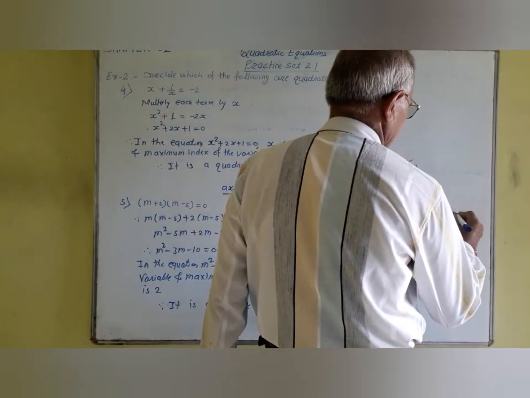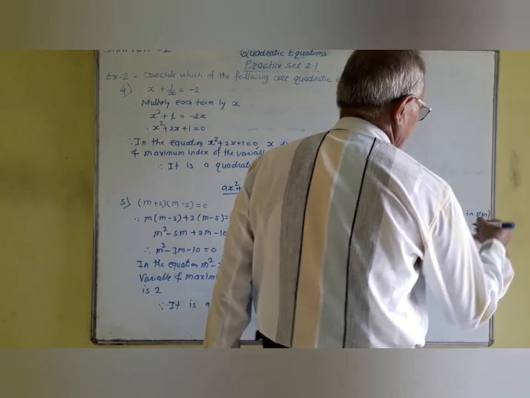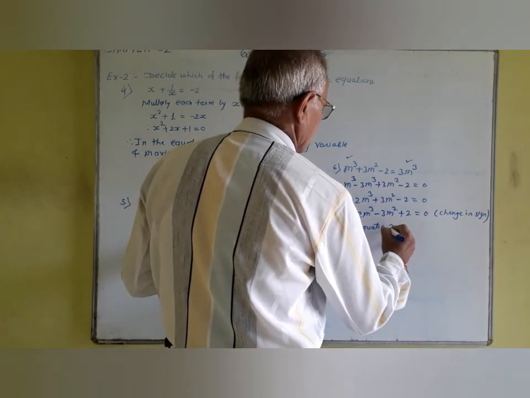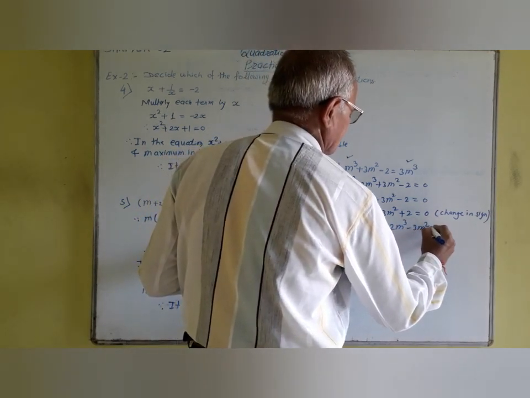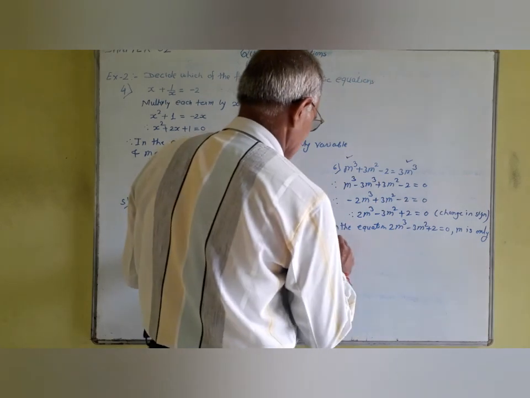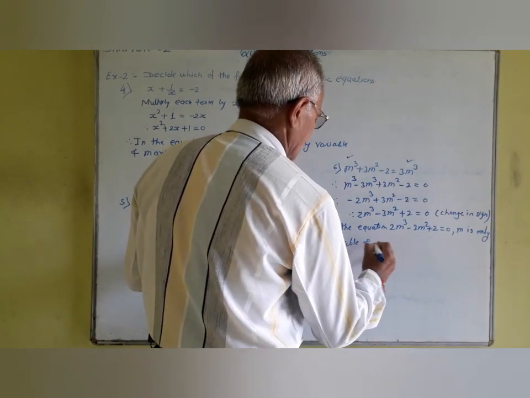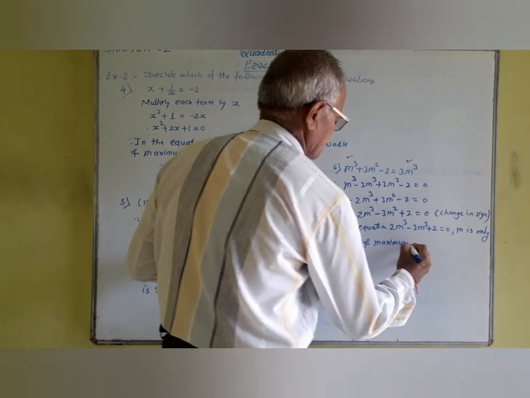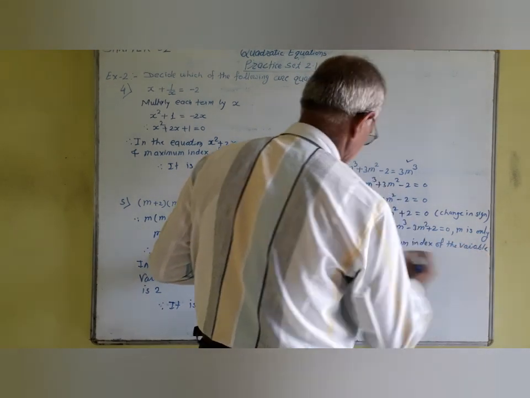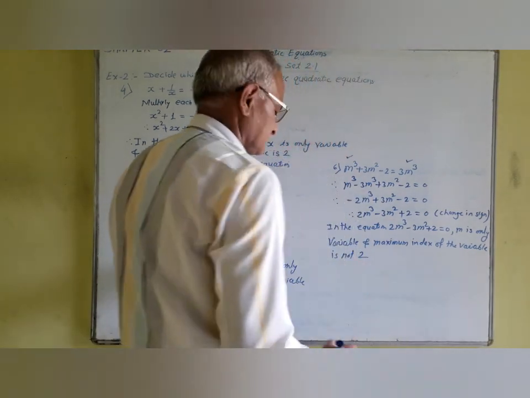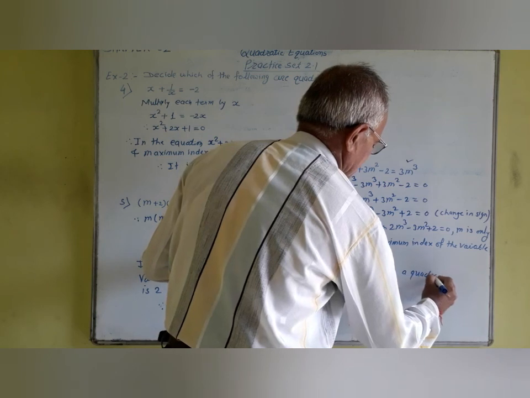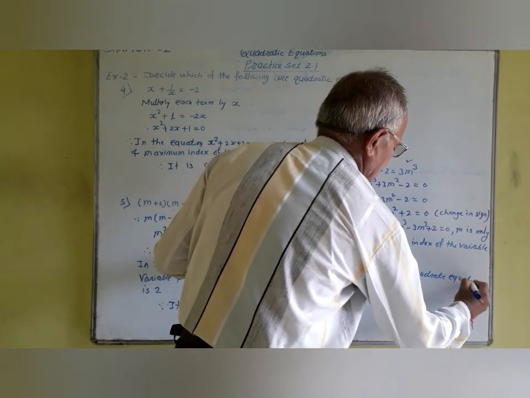Here there is a change in sign, and therefore in the equation 2m cube minus 3m square plus 2 is equal to 0, m is the only variable and the maximum index of the variable is not 2, and therefore it is not a quadratic equation.